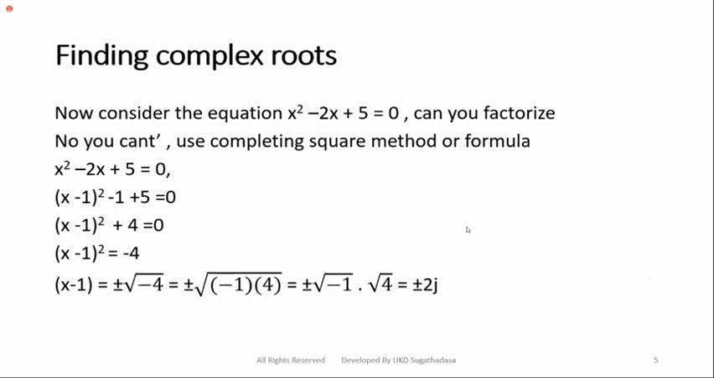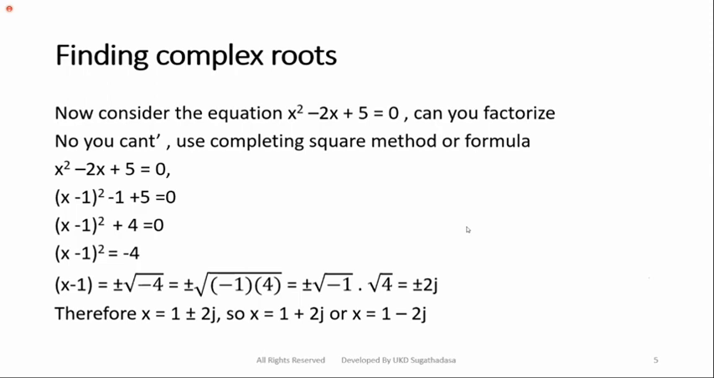My square root of −1, normally we denote it as j. You get ±j. That is equal to x − 1. Therefore, x equals, you can move the −1 to the other side, 1 ± 2j. Now you get the two values here: x = 1 + 2j and x = 1 − 2j.